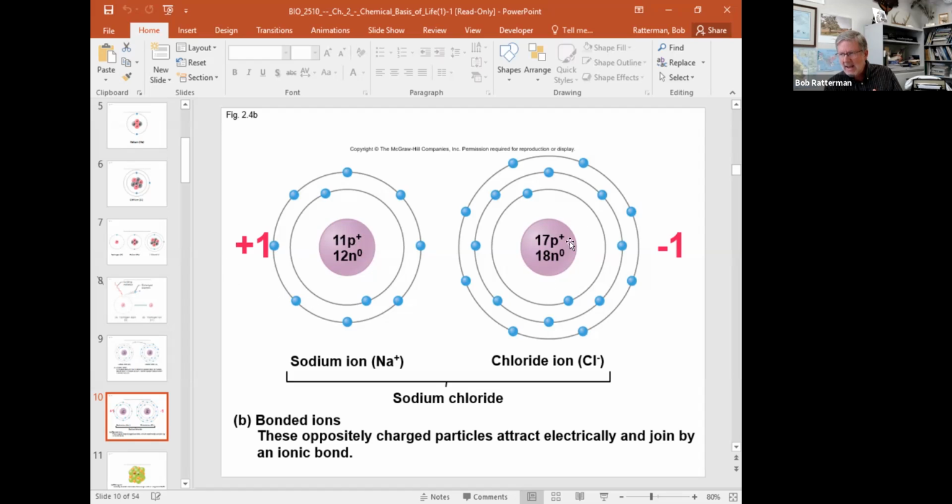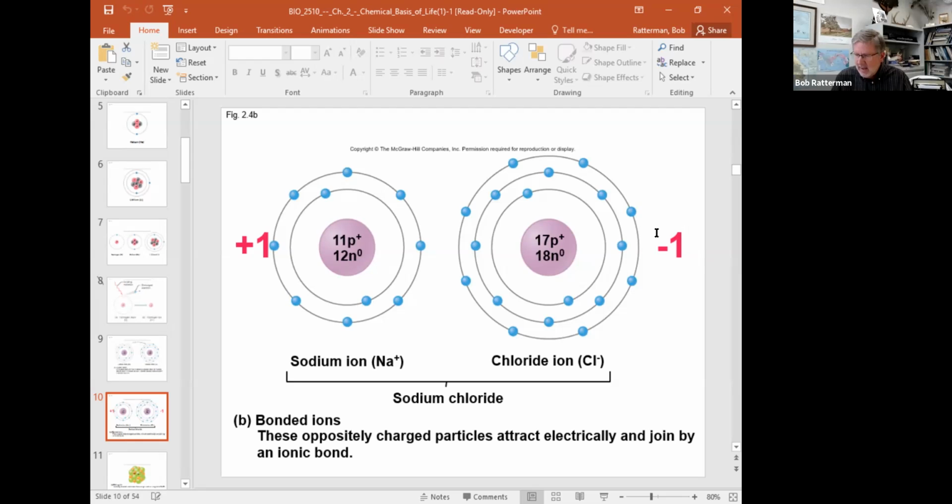How about the chloride end? How many plus charges? 17 protons. How many electrons do we have? 2 plus 8 plus 8. 17. 18. Yeah, so 18 minus charges, 17 plus charges, the net difference is a -1. This -1 comes from having acquired that outermost electron.